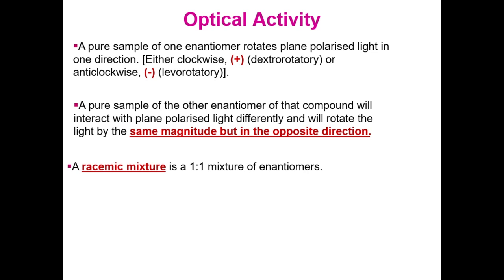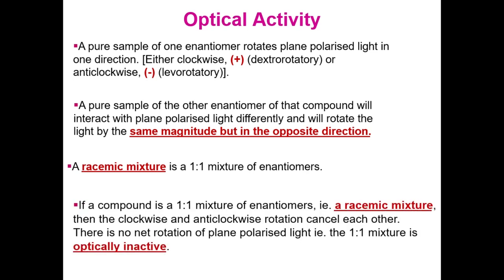A racemic mixture is a 1:1 mixture of the two enantiomers. If a compound is present as a 1:1 mixture of the two enantiomers, i.e. a racemic mixture, then the clockwise and the anti-clockwise rotation cancel each other, and there's no net rotation of the plane polarized light. In other words, the 1:1 mixture is optically inactive. So a racemic mixture is optically inactive, and you do not see any rotation.